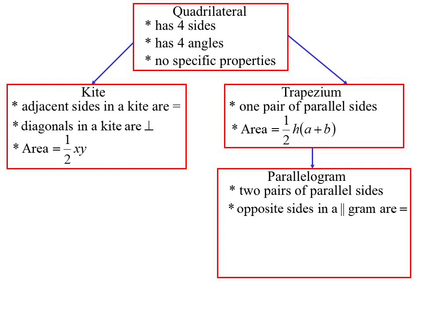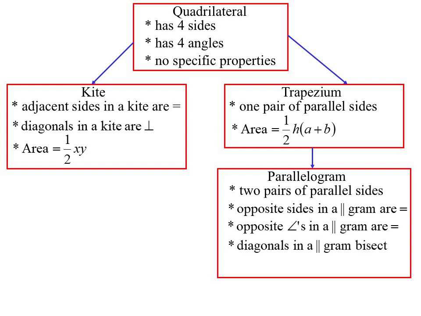But we also now know that the opposite sides in the parallelogram are going to be equal, but also the opposite angles in the parallelogram will become equal as well. As far as the diagonals go, they'll bisect each other. And we do have a formula for the parallelogram. We normally just say base times height, where height is the perpendicular distance between any two parallel sides.